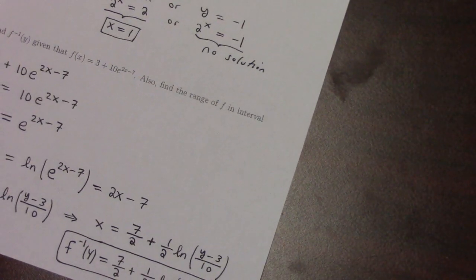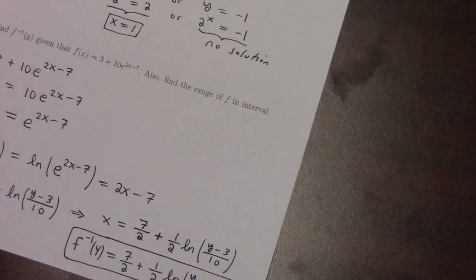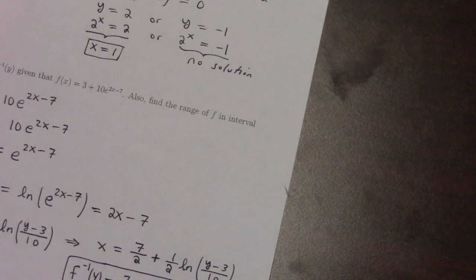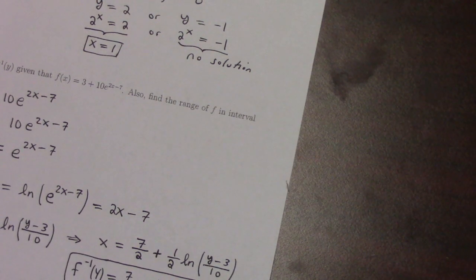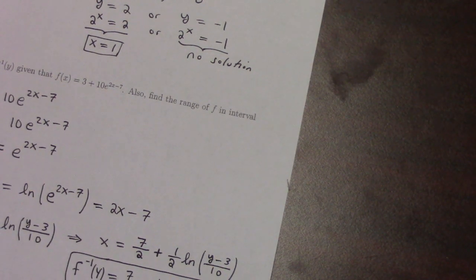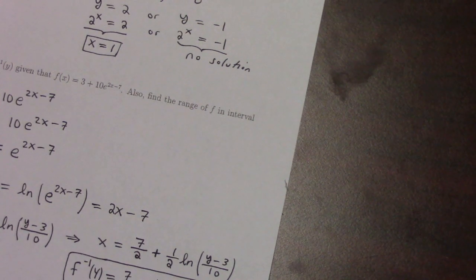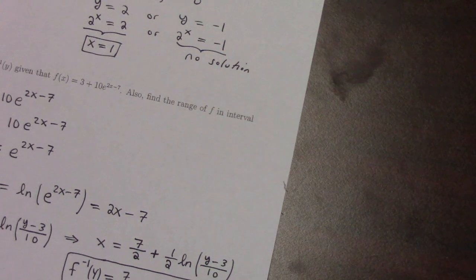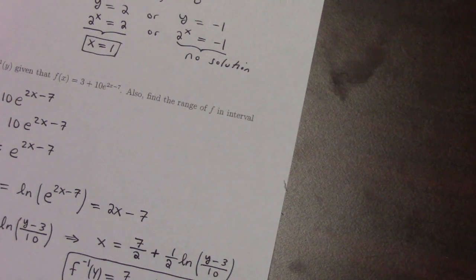So we need y minus 3 greater than 0 to make that formula make sense. And so that means that the domain of f inverse is 3 to infinity, right? And so that's the range of the function as well.